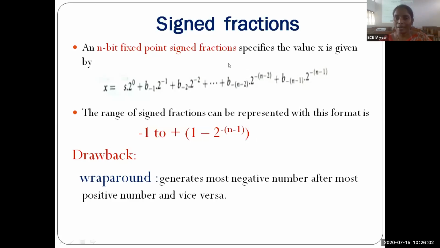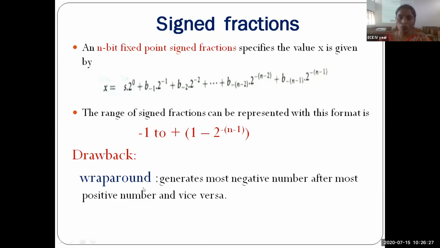Okay, after -8 also, I want to get +7. So I want to get the least negative number, suppose -10 or -9. But what I'm getting is +7. So this effect is called wrap around. So simply, wrap around is nothing but generating the most negative number after the most positive number, otherwise the most positive number after the most negative number. This happens only with the signed integer values.